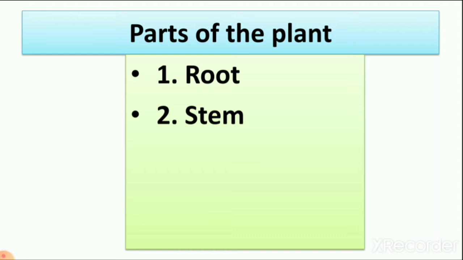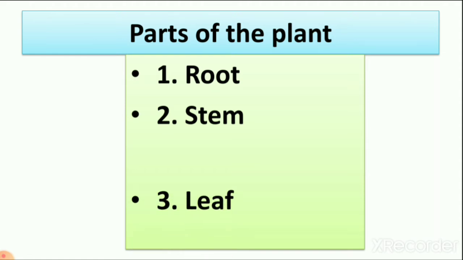Why? Because the stem fixes the plant to the ground, and the stem is the part of the plant which is connected to each part of the plant. When we see a plant, the leaf is not directly connected with the root, but the leaf is connected with the root through the stem.